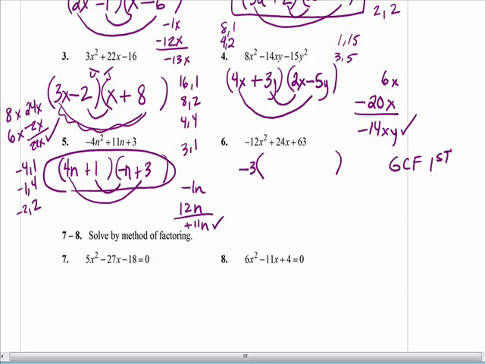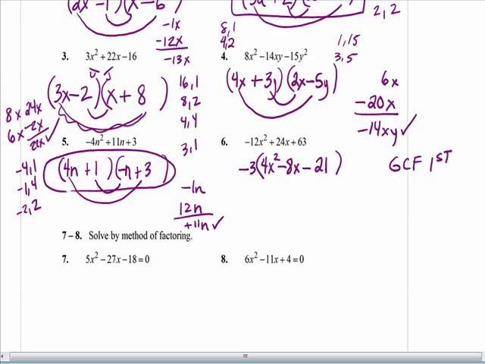In particular, I chose to do a negative 3 because I think it's easier when the first term is positive. Okay, so what's negative 12 divided by negative 3? Positive 4x squared. Go ahead and finish taking the GCF if you haven't already. 24 divided by negative 3 is negative 8. And then 63 divided by negative 3 is negative 21. All right. That will make this problem a little easier.